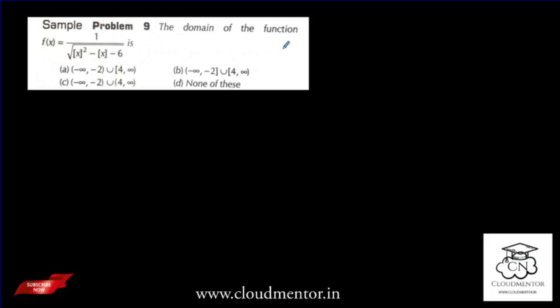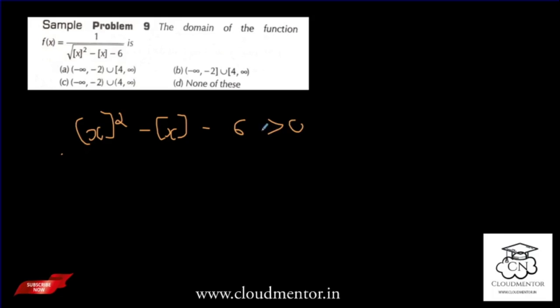So f of x is defined by this one, that is root of this function. It must be greater than 0, because it is the square root. That square root must be greater than 0 in order to become a real value, otherwise it will be a complex value. So we want a real root. We can write that as the condition for f of x to be defined: the greatest integer x square minus the greatest integer x minus 6 greater than 0.